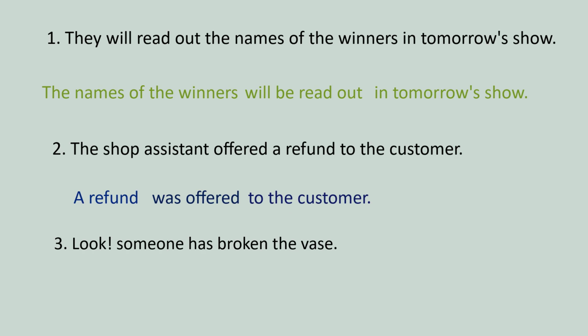The third example, look, someone has broken the vase. What is the first step? I move the object to become the new subject. And then the second step, conjugate the verb be because it is present perfect. I change it to been. And the third step, the past participle of the verb break is broken. Look, the vase has been broken.